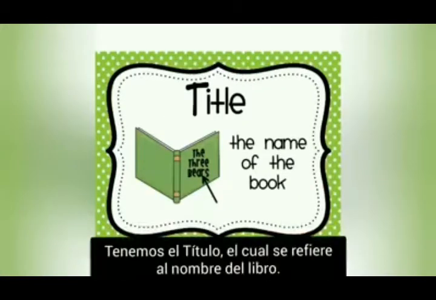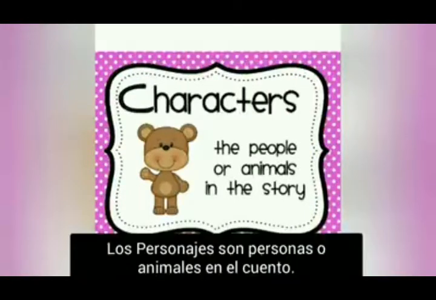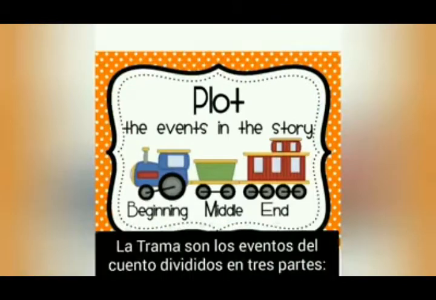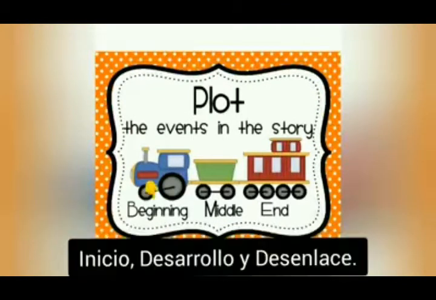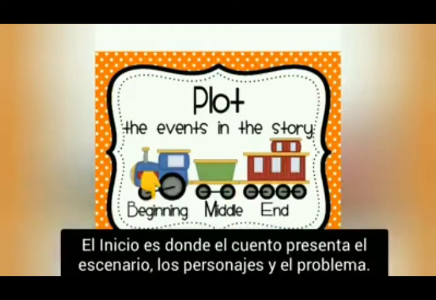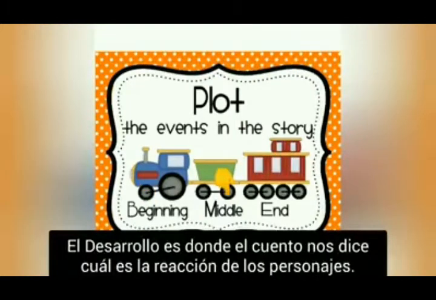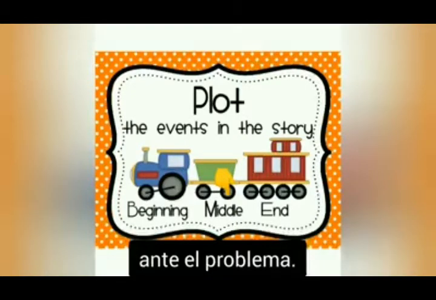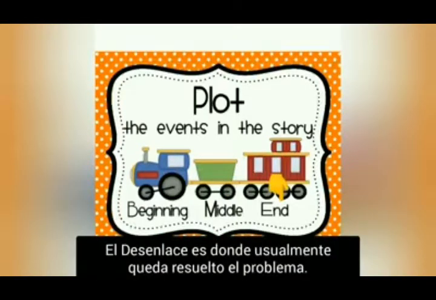We have the title, which is the name of the book. The characters are people or animals in the story. The plot is the events in the story divided into three parts: beginning, middle, and the end. The beginning is where the story introduces the setting, characters, and the problem. The middle is where the story tells how the characters react to the problem. The end is where the story usually solves the problem.